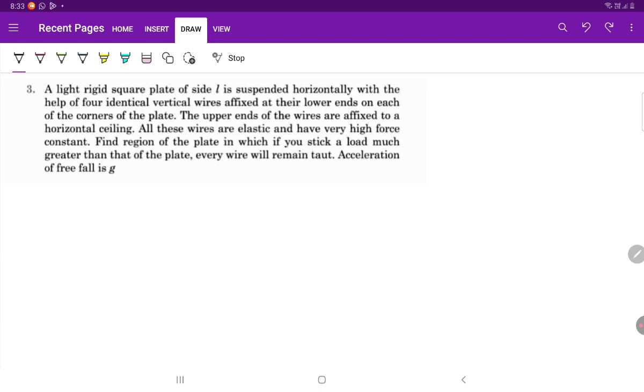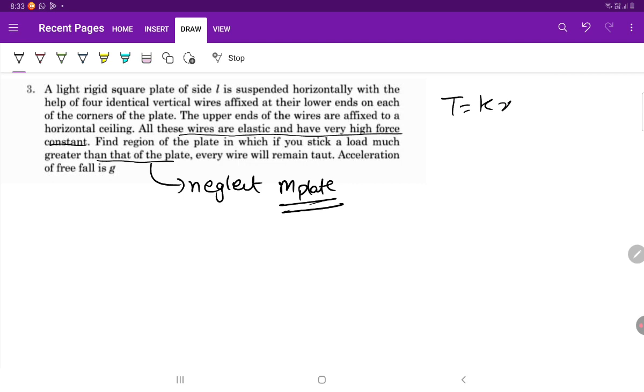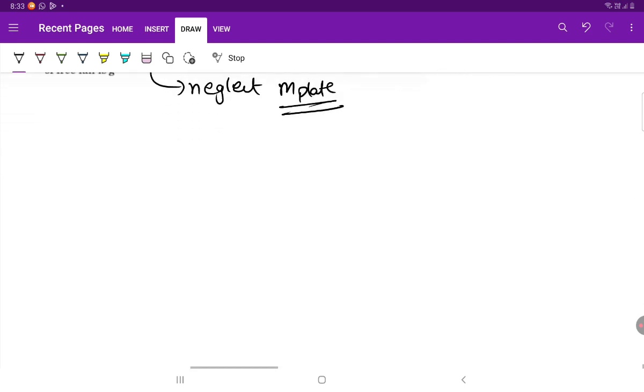If you stick a load much greater than that of plate, we are basically told to neglect the mass of the plate. So this is the first thing you have to observe. The second thing is that it said that the wires are elastic and have very high force constant. This means that we can write tension as some kx, where x is the extension or the displacement of the lower end of the wire. Okay. So let's get started. We have done the required conclusions.